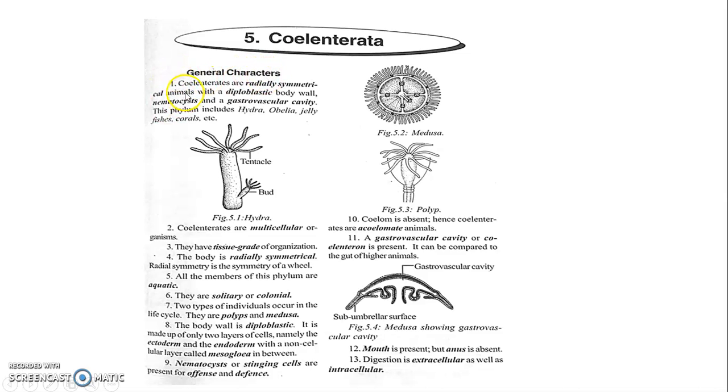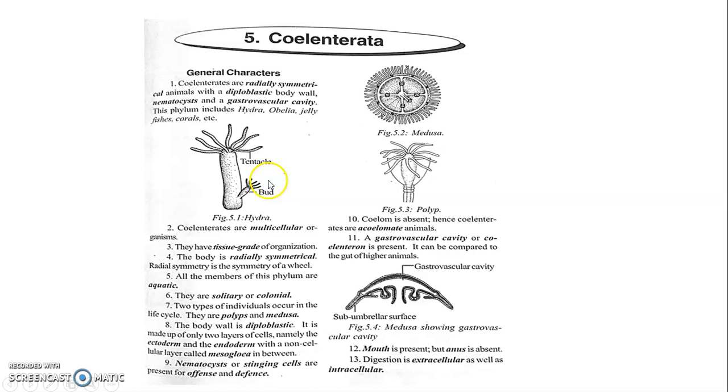General characters. Coelenterates are radially symmetrical animals with a diploblastic body wall. Diplo means two layers, nematocysts and gastrovascular cavity. The phylum includes Hydra, Obelia, jellyfish, corals, etc. These are the examples of Coelenterates. These are the peculiar characters of the Coelenterate phylum.